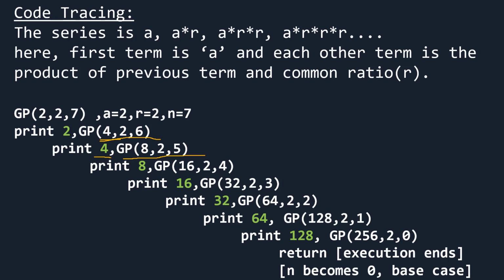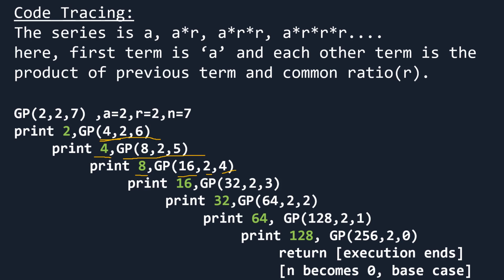Okay, so now it will print when this recursive call happens, it has to print A. Now your A value is 8, so it will print 8. Now the next recursive call is like this. GP function will be called with the values 16, 2 and 4. 16 is the value of A, that means A becomes A into 2, 8 into 2, that is 16, and N becomes N minus 1, that is 5 minus 1, 4.